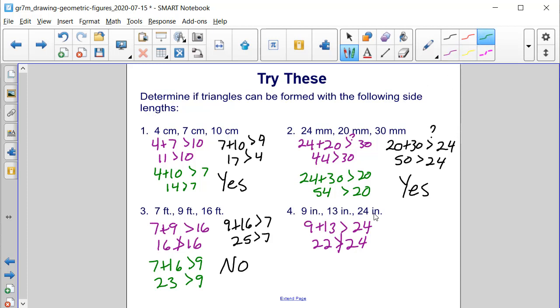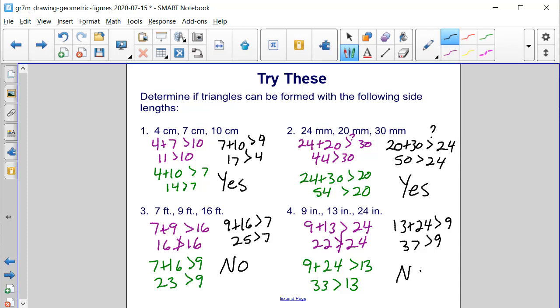All right, let's check the others. We'll do our first and third sides next. So we have 9 plus 24. Is this greater than 13? Well, if I add up 9 and 24, I get 33, and that is greater than 13. And then let's do the second and third sides. That'll be 13 plus 24. Is this greater than 9? When we add those up, we get 37, and it is greater than 9. However, our first two, when we did the smallest and the medium and added those two up, that was a smaller amount than the longest side. So therefore, our answer here is no.